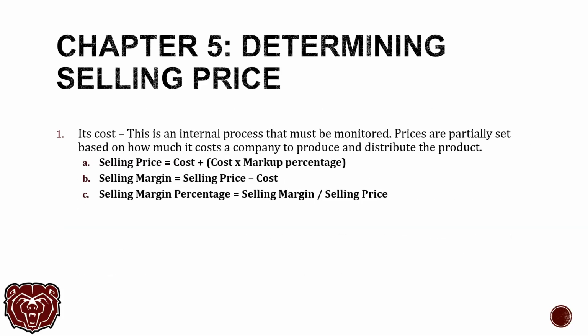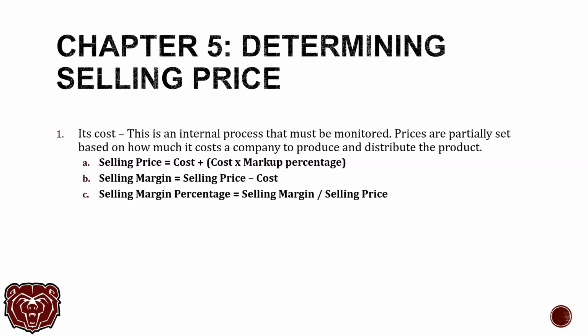So let's talk about its cost. Right? It's an internal process. We've got to monitor it. Prices, we set them partially based on how much it costs a company to produce and distribute that product. Right? So part of determining the selling price is how much did it cost us to make.